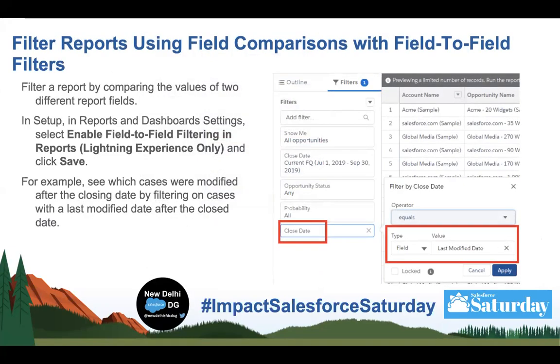And now in your filters, a very useful one. This is my favorite, and users or customers keep asking for this very frequently. You can compare your fields, let's say close date, to another field. So if your close date is within that deadline, you can pull only those records in your report. So that can be done: comparing field to field, not just field to a static value or text. Now you can compare fields in your report filters. And for this, you have to enable field to field filtering in your reports. Again, this is only for Lightning Experience.